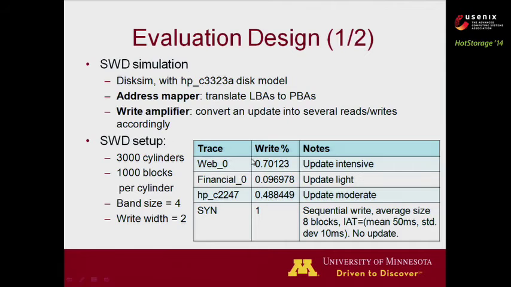So there is an MSR trace with 70% write percentage, and Financial is a light one with few updates, less than 10%. And the HP trace is a moderate update trace, roughly 50% of the operations are writes. And synthetic is a synthetic trace with average request size 8 blocks, mean interval time is 50 milliseconds, and a standard deviation is 10 milliseconds. And this is all sequential writes and no updates at all.